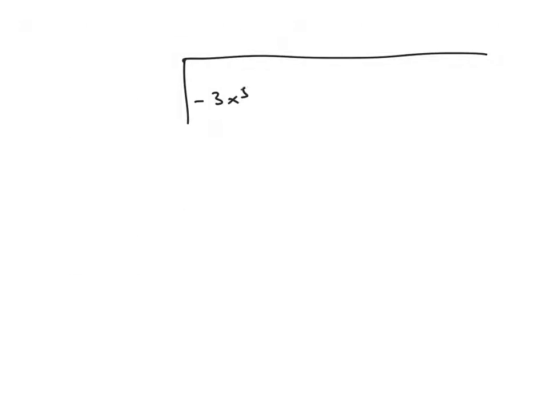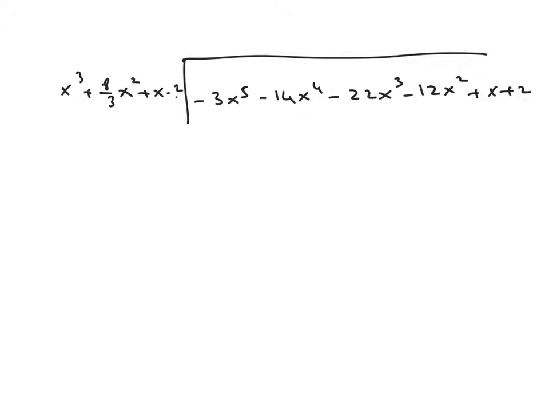We divide minus 3x^5 minus 14x^4 minus 22x^3 minus 12x^2 plus x plus 2, by what is in the denominator, x^3 plus 8/3 x^2 plus x minus 2/3.